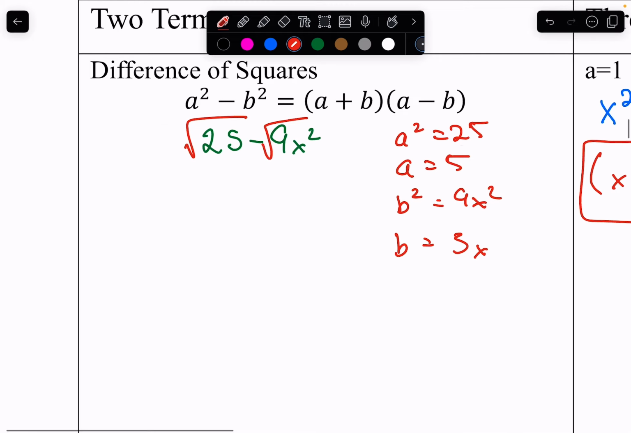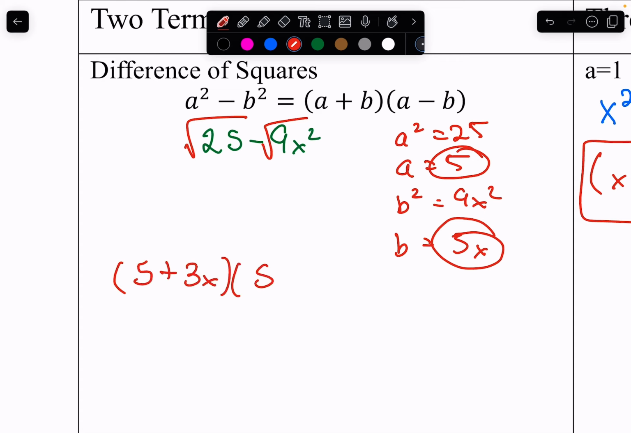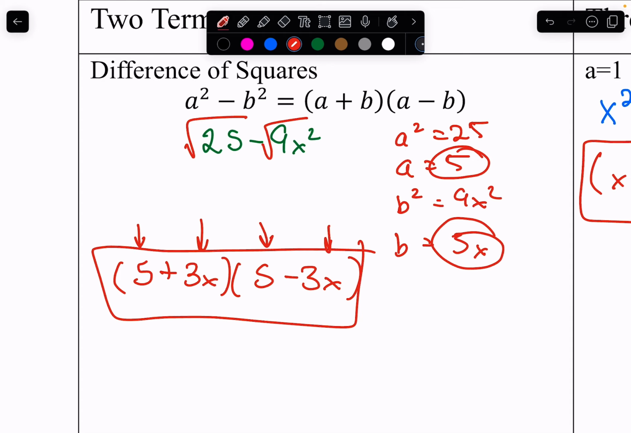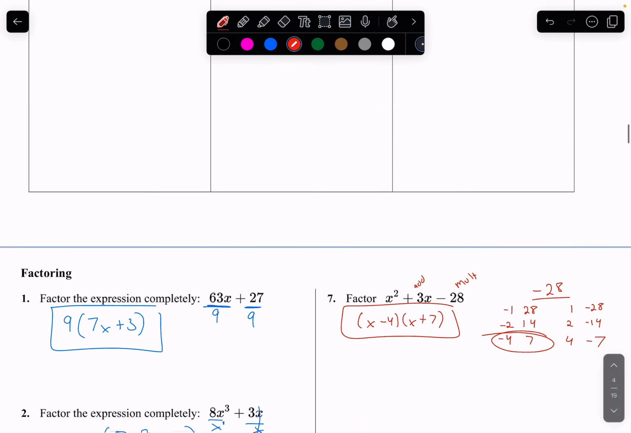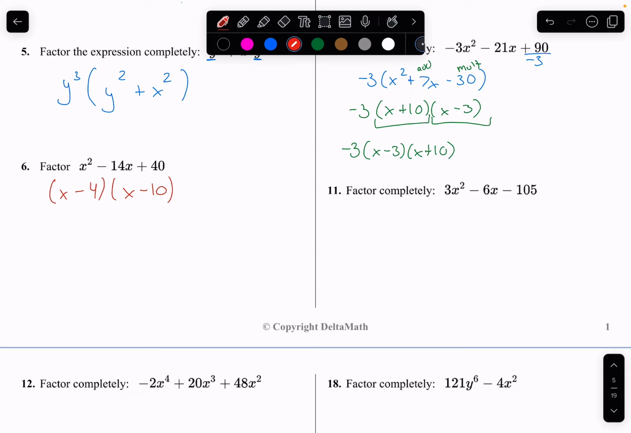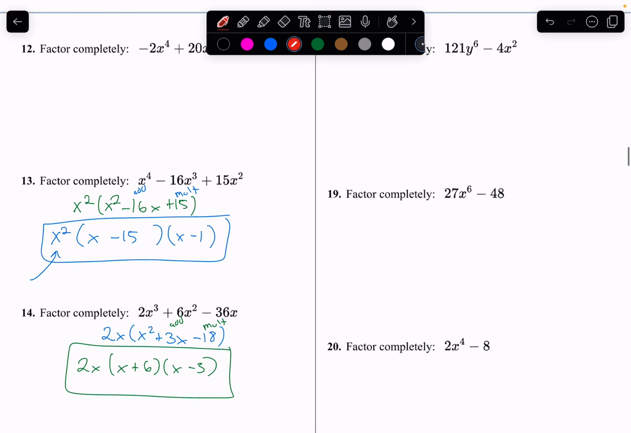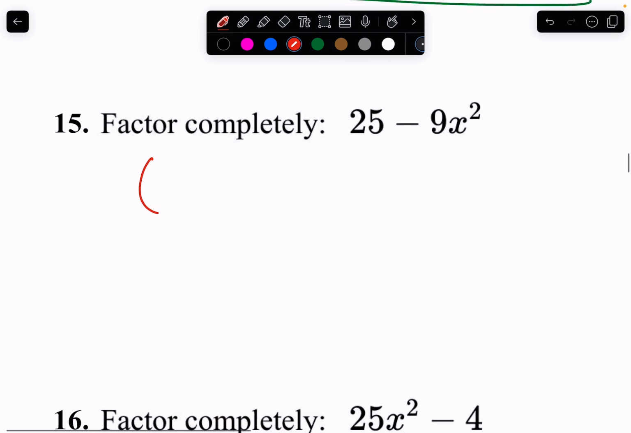So now we know what a is and we know what b is. You're just going to follow this factoring pattern here where you do a plus b, a minus b. So we're going to do 5 plus 3x and 5 minus 3x. Now, the order does matter here: since the 25 came first, the square root of that has to come first. Since the 9, it's minus 9x squared, that has to come second. All right. So that would be our answer here. This is known as a difference of squares. And we use that when we have two terms that are being subtracted from each other, and we can take the square root of both of them. So we can go ahead and write our answer here.